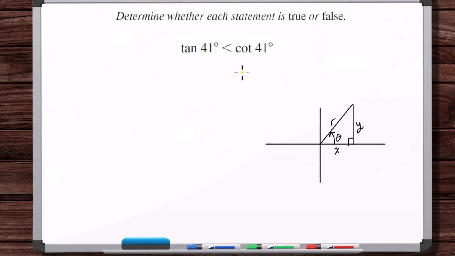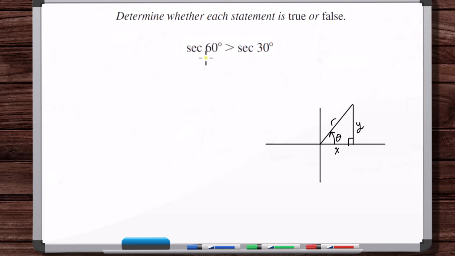Okay, let's use the cofunction identity again. This is asking, is tangent of 41 less than tangent of 90 minus 41, which is 49? Okay, so tangent is opposite over adjacent. So as theta gets bigger, x is getting smaller, y is getting bigger, so tangent's getting bigger. So going from 0 to 90, as theta gets bigger, tangent's going to get bigger, so this is true.